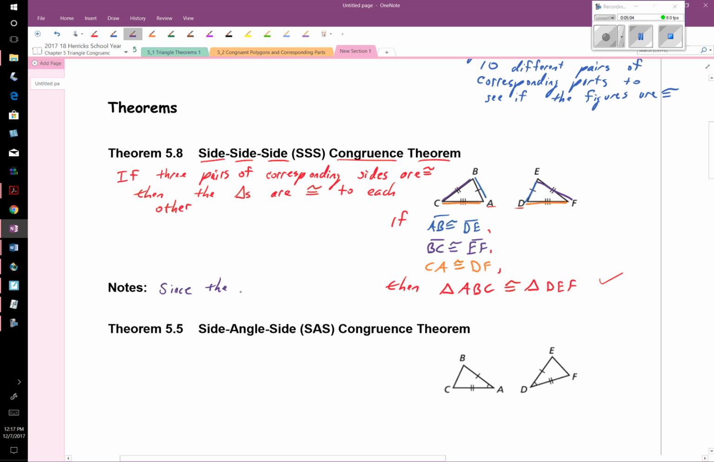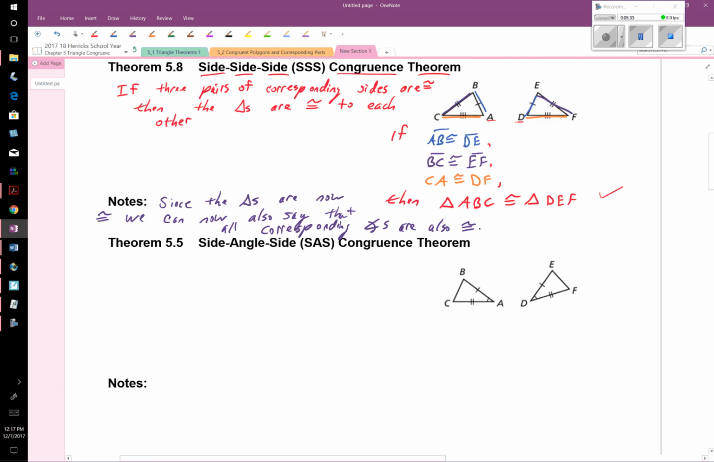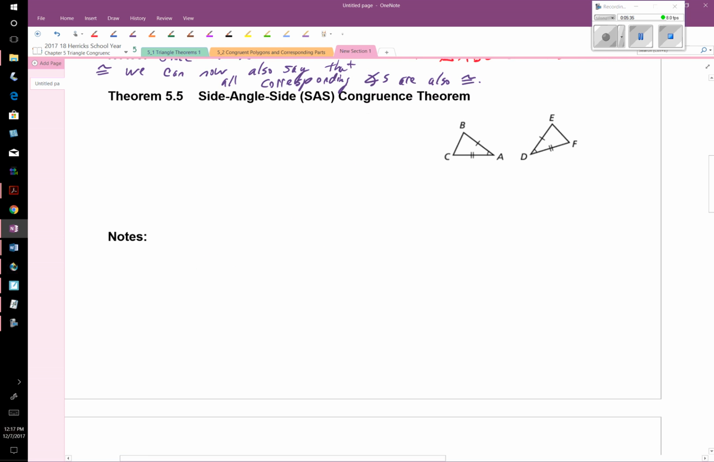Since the triangles are now congruent, we can also say that all corresponding angles are also congruent. So it's a shortcut because I didn't have to check all 6 pairs. Okay, so another congruence shortcut is called SAS congruence.